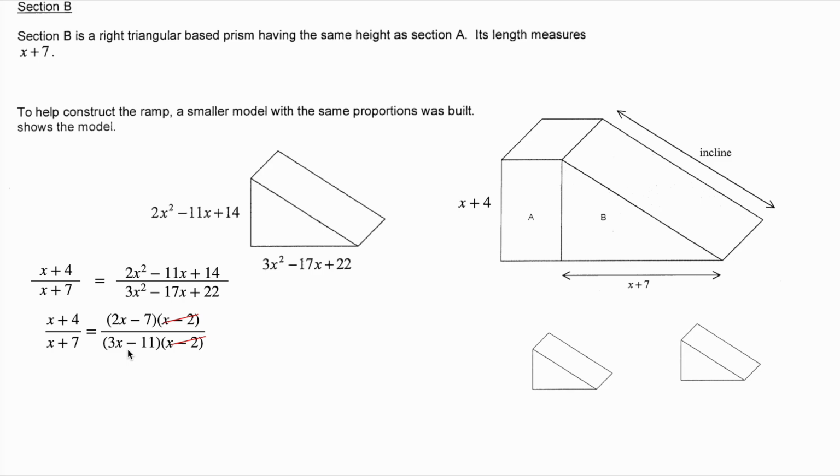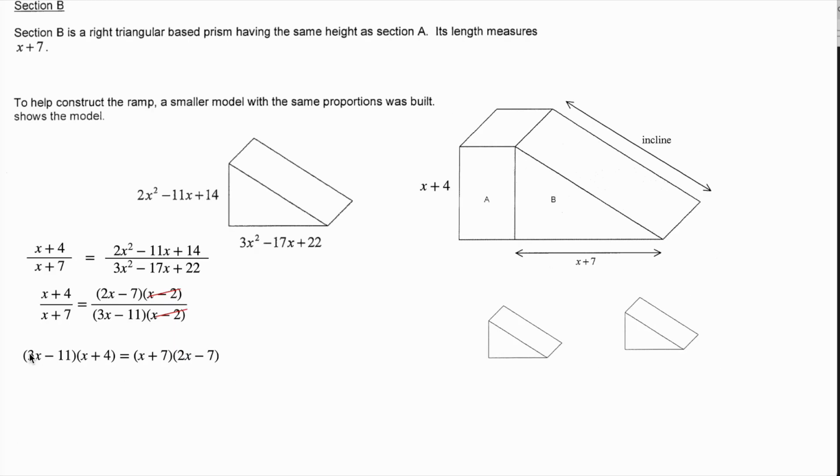Then I'm going to cross multiply. I'm going to bring the 3x minus 11 up here and multiply the x plus 4. Bring the x plus 7 up here and multiply the 2x minus 7. 3x times x is 3x squared. 3x times 4 is 12x. Negative 11 times x is negative 11x. Negative 11 times 4 is negative 44 over here. X times 2x is 2x squared. X times negative 7 is negative 7x. 7 times 2x is 14x. And 7 times negative 7 is negative 49.